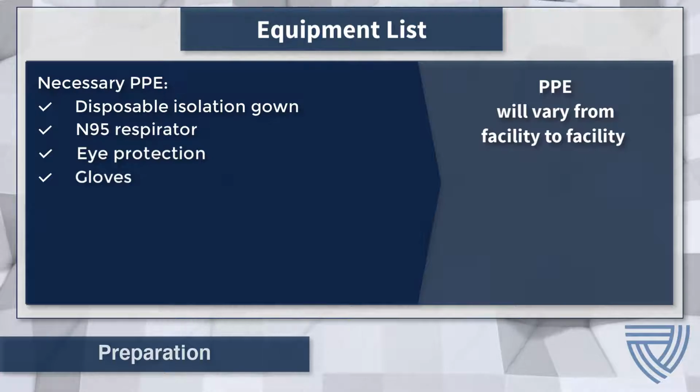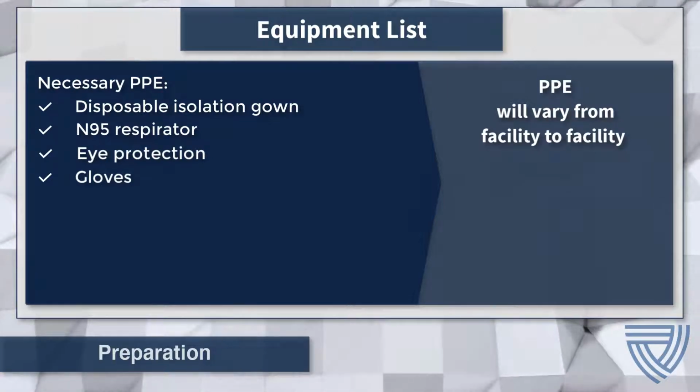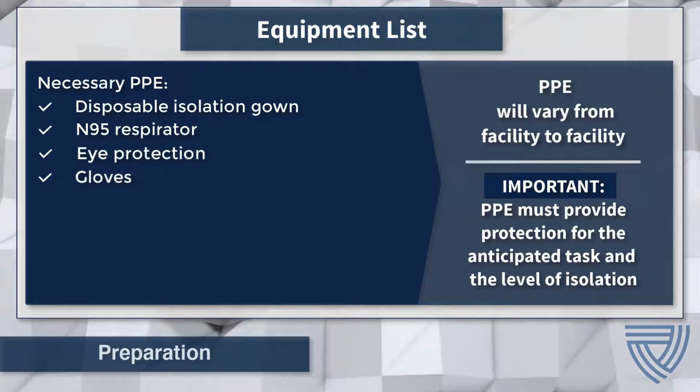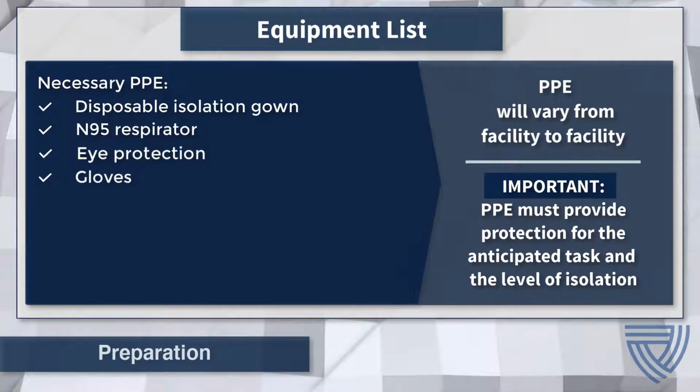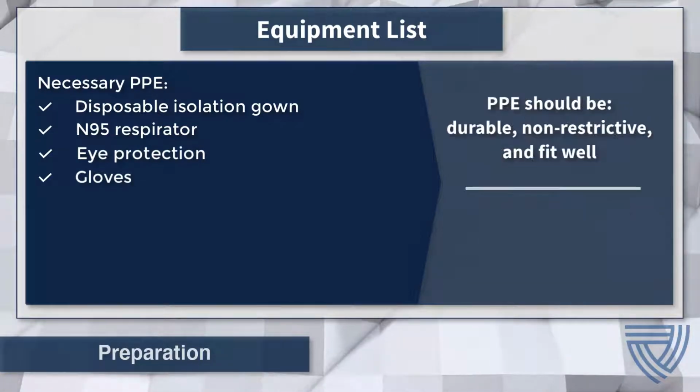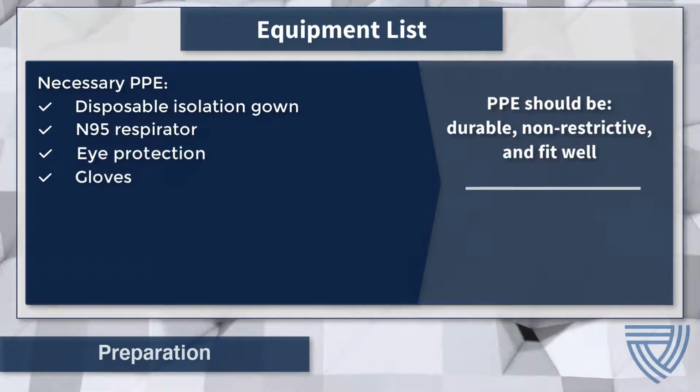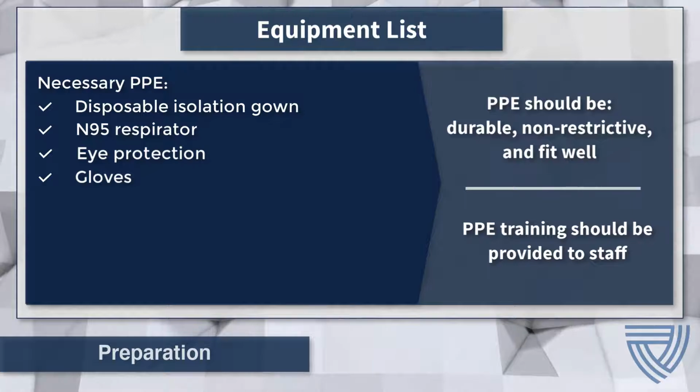Each facility will have variations in the types and styles of personal protective equipment, or PPE, that is available to staff. What is important is that the PPE chosen must provide protection for the anticipated task and the level of isolation. PPE should be durable, non-restrictive, and fit well. Training on the correct use of PPE should be provided to staff.